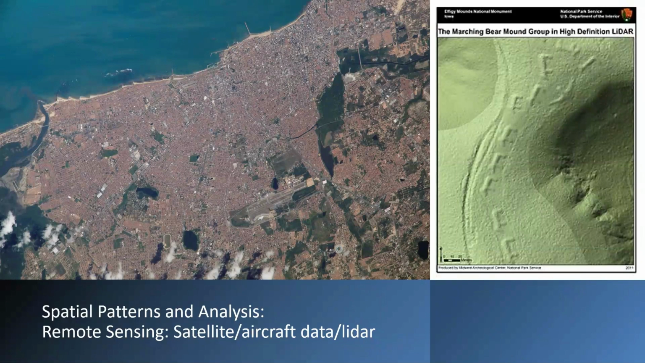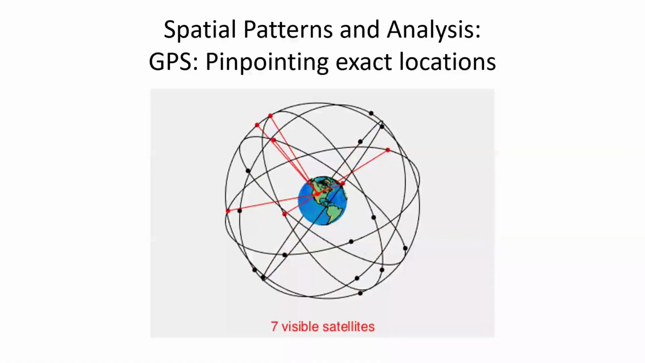We also can use things like lasers and LiDAR in order to do an analysis of what things look like. Here in Iowa, we have the effigy mounds, and we use LiDAR to analyze it and see a little bit better what some of those images look like.